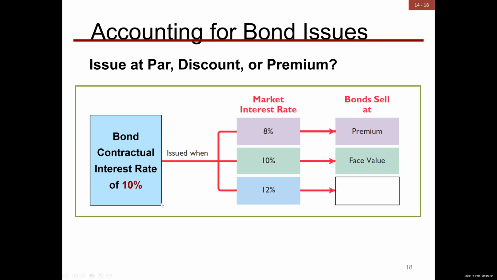Now, how about this one? We are offering 10%, but in the open market, the investor can get 12%. And so they're going to say to you, why should we buy your bond at 10% when we can go and get 12% on the open market? And you go, I realize that. So we'll give you a discount so that you'll still get your 12% return. So in this case, you're going to sell it at a discount.